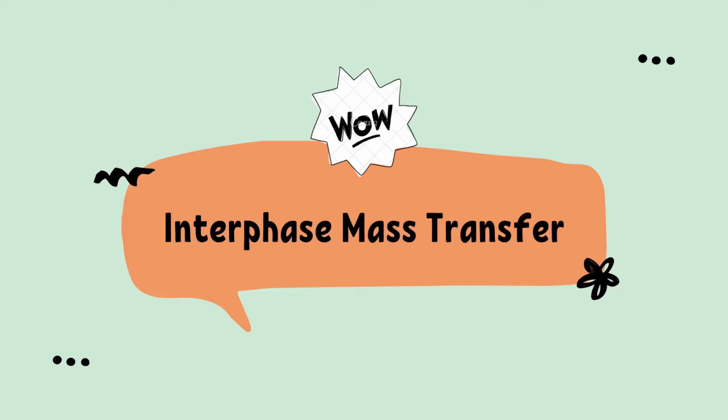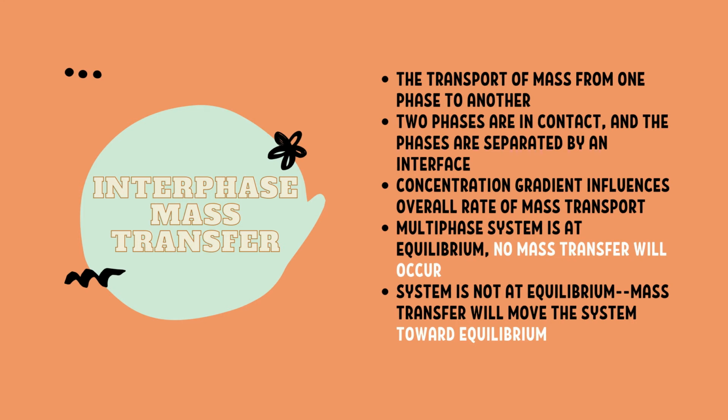And now, let's talk about interface mass transfer. The transport of mass within a single phase depends directly on the concentration gradient of the transporting species in that phase. Mass may also transport from one phase to another, and this process is called interface mass transfer.